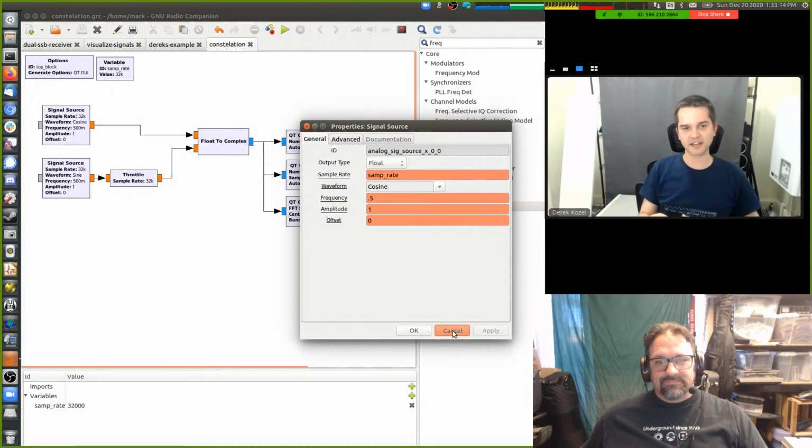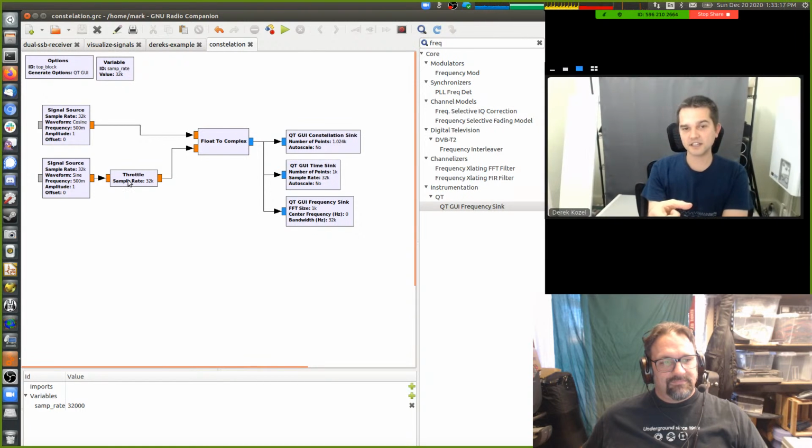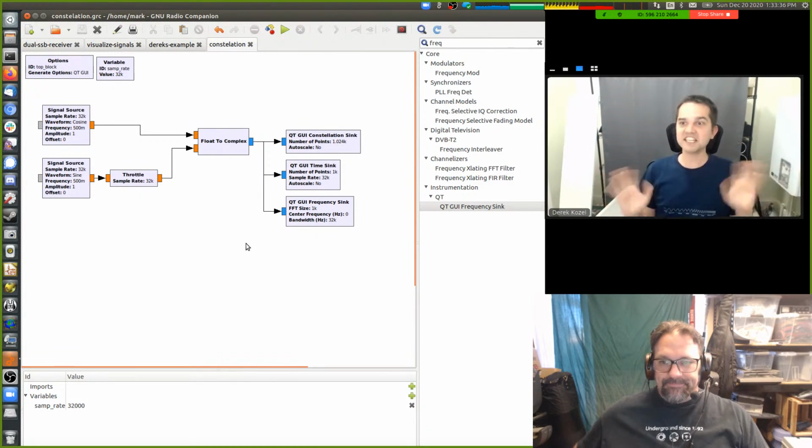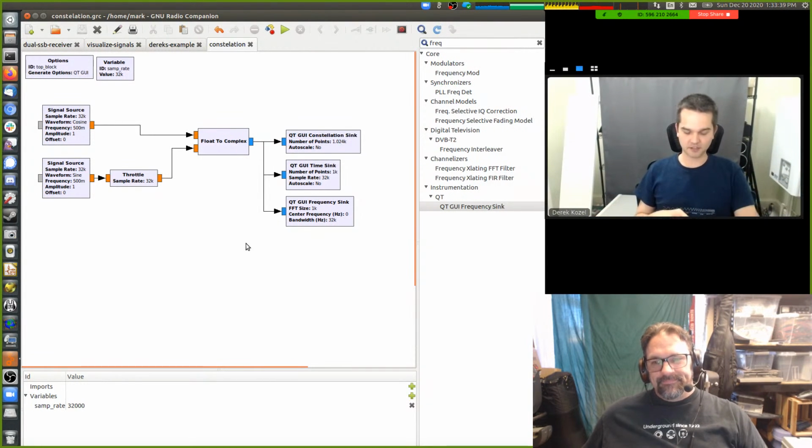The constellation sink, the time sink, and the frequency sink started when you hit run on this program, and all immediately try to display data. And it sits there and goes, well, gosh, I can't plot anything if I don't have any input data. GNU Radio scheduler, please give me data. And the scheduler goes, okay, you're all fed from the float to complex block. Float to complex, I'm going to call your work function, please give me samples.